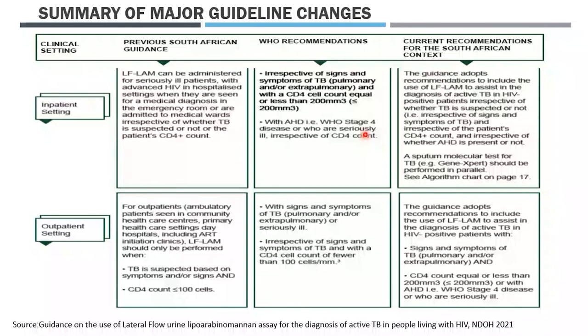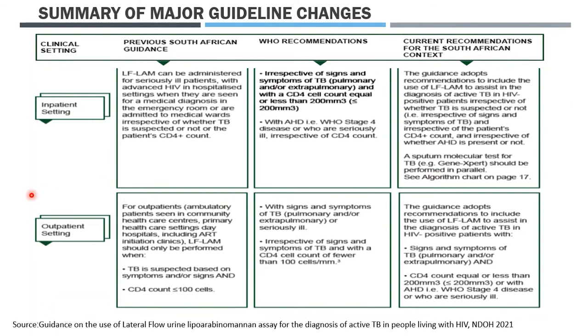So the WHO has further stipulated that this guidance holds true when they look at the data for inpatient settings. So when we look at our inpatient settings for the use of urine-LAM, it adopts the recommendation that when we want to find active TB in HIV positive patients, whether TB is suspected or not, by virtue of the fact that you are hospitalized, this implies that you are a seriously ill patient and that it should be completed irrespective of what that patient's CD4 is or whether they have advanced HIV disease.